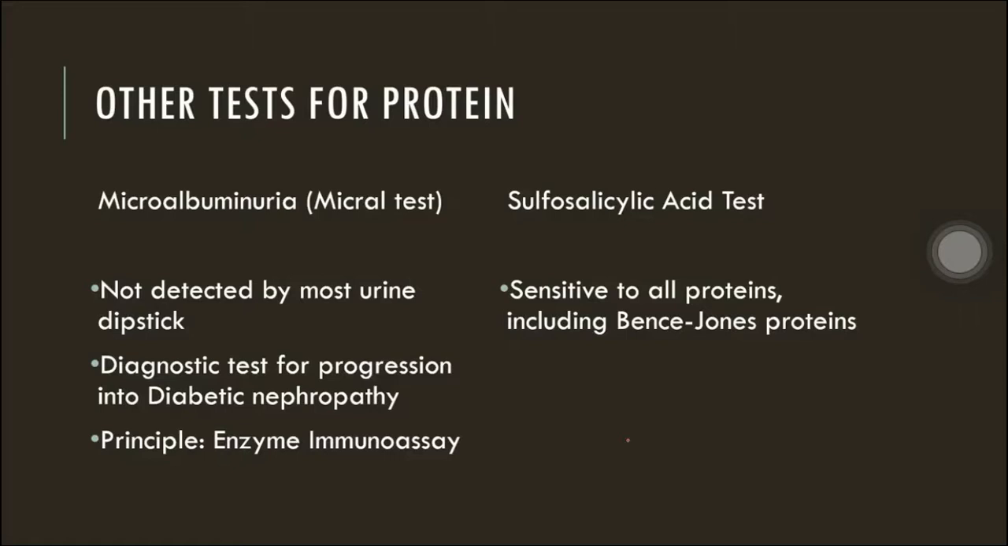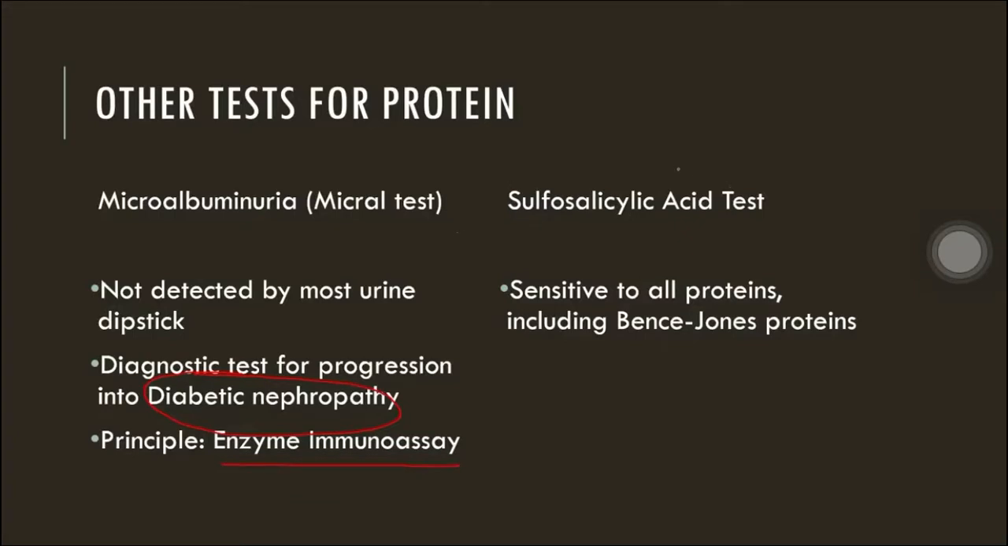So what are the other tests for protein, microalbuminuria, micral test? So not detected by most urine dipstick. Okay, kasi ang urine dipstick may certain sensitivity lang at hindi niya ma-detect yung mga microalbuminuria. So again, microalbuminuria is basically albumin but in low concentration, kaya hindi niya ma-detect. Okay, so it is a diagnostic test for progression into diabetic nephropathy. So usually ginagamit ng micro test sa mga patients na may DM. Okay? Para malaman kung may serious complications sila, okay, into diabetic nephropathy. So what is the principle being used in microalbuminuria? Okay, enzyme immunoassay.